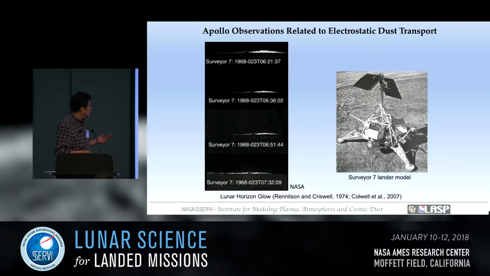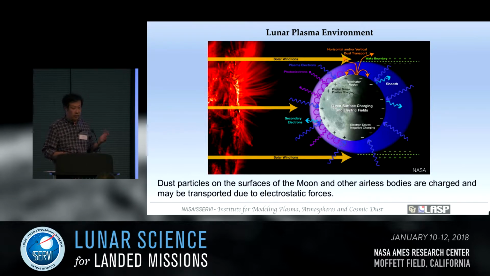But then the question is how these dust particles get lofted. One would think it's due to meteorite bombardment, but the rate was too slow to give you this bright glow. So people proposed the electrostatic lofting mechanism. This is because we know the lunar surface is charged due to direct exposure to solar wind plasma and solar radiation. So dust particles are charged and may be moved by electrostatic force.